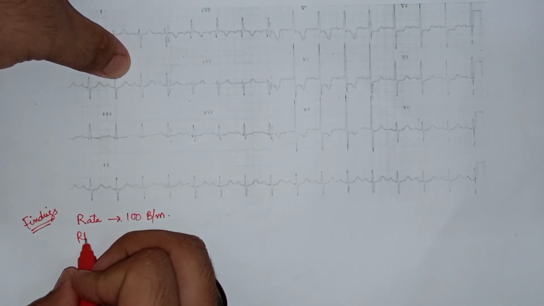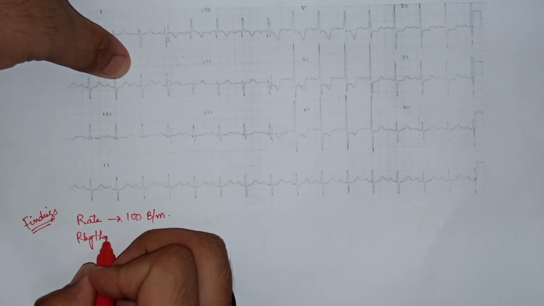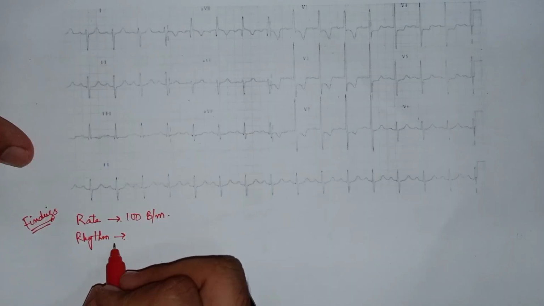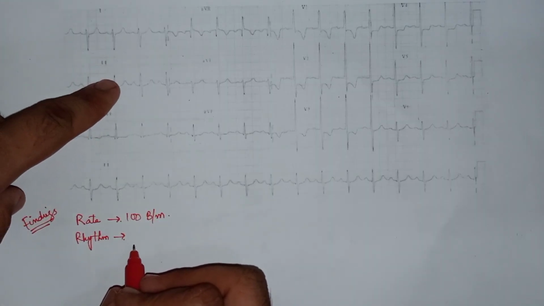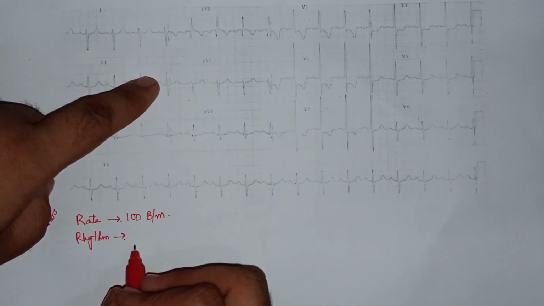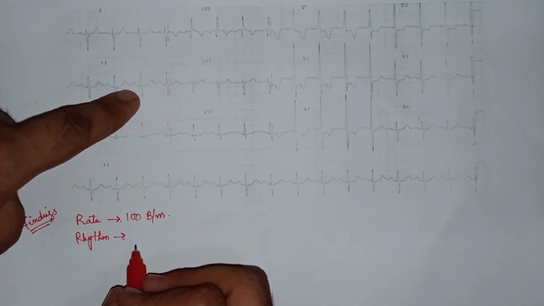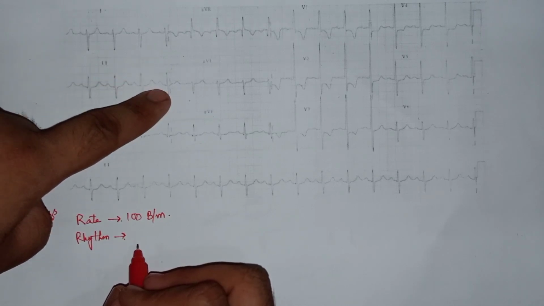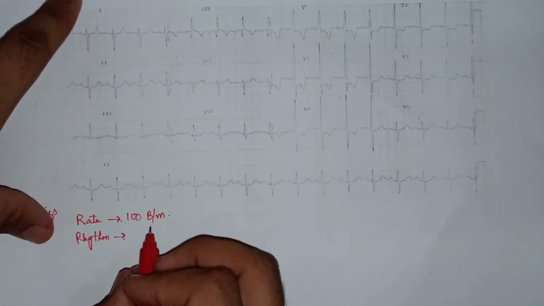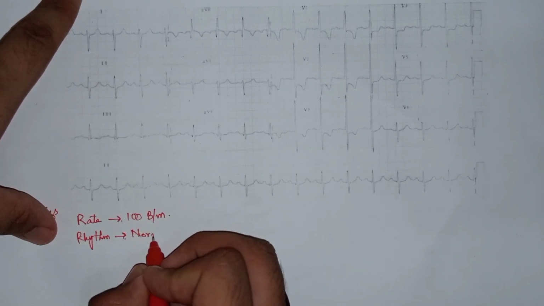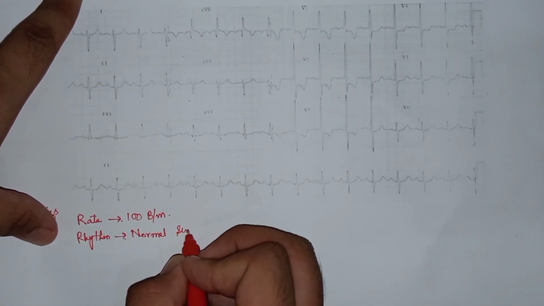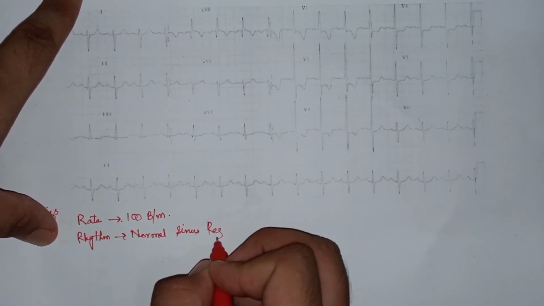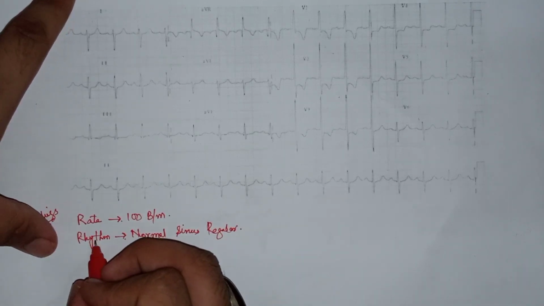The second step of the ECG interpretation is rhythm. Comment on rhythm. As you can see here, in each RR interval there are three large boxes, and always check that the P wave is followed by the QRS complex every time. So the rhythm here is normal sinus regular rhythm. So this is the second step.